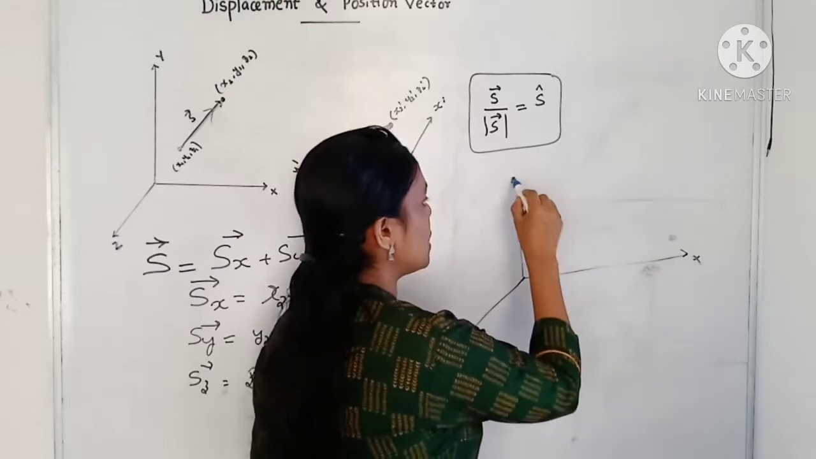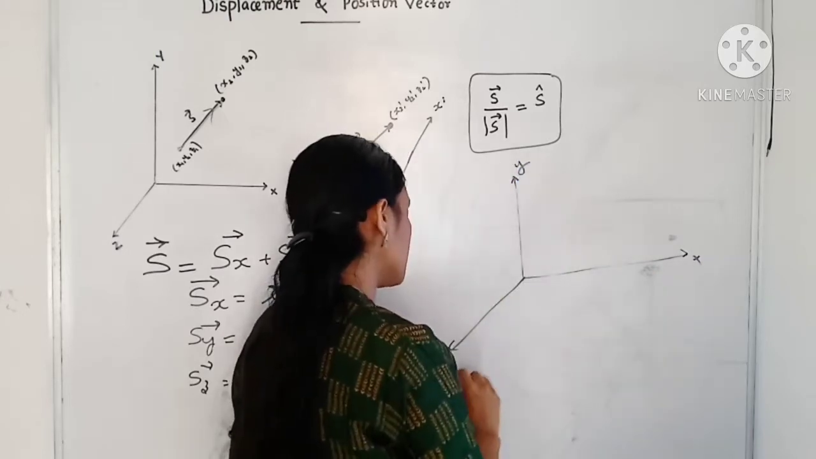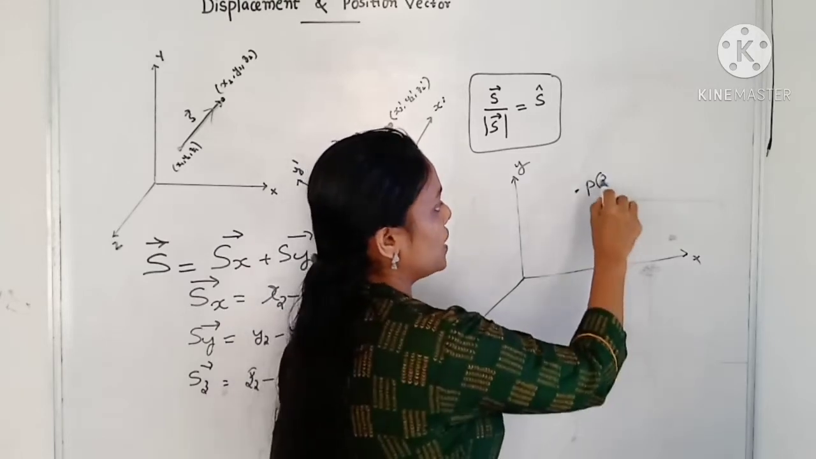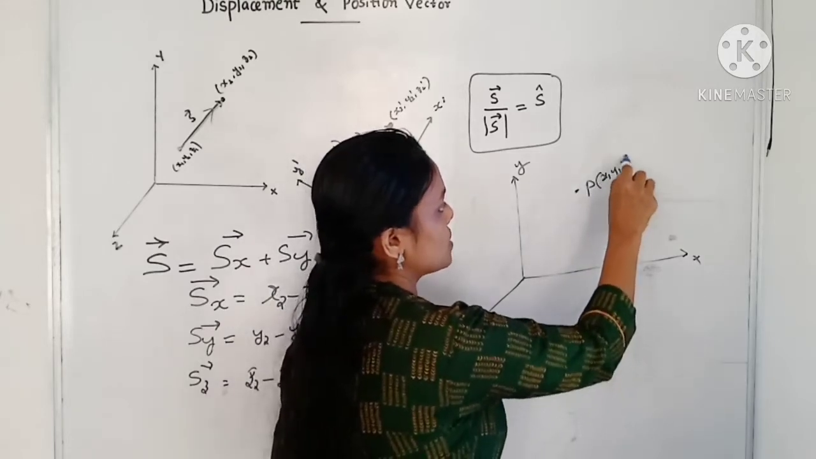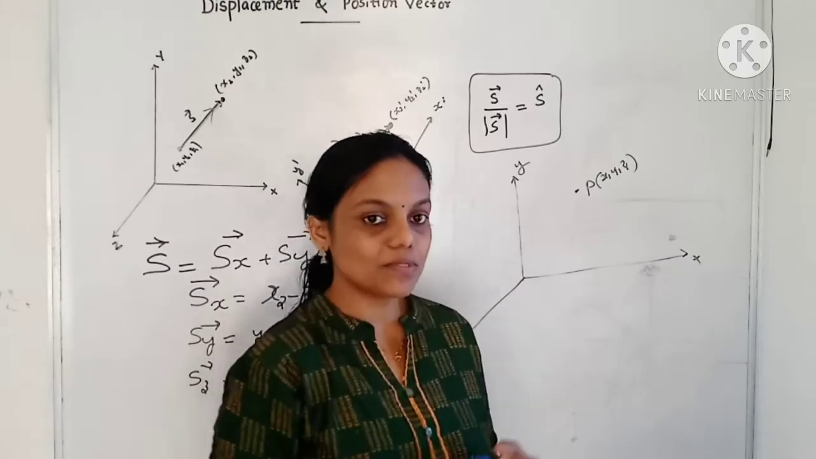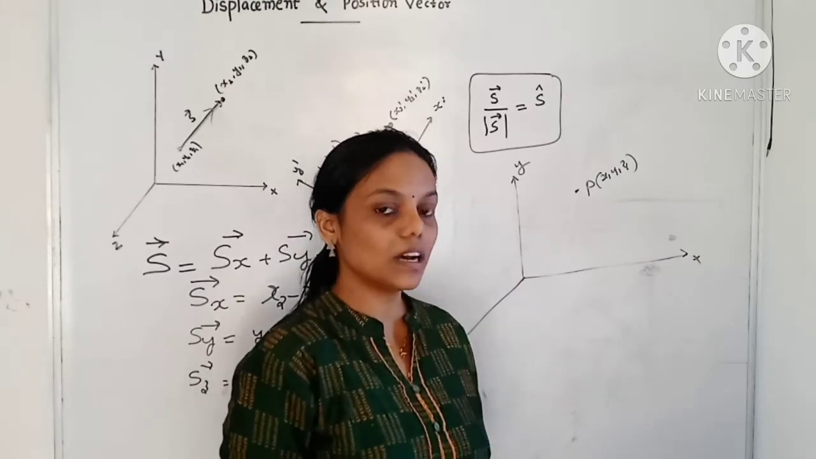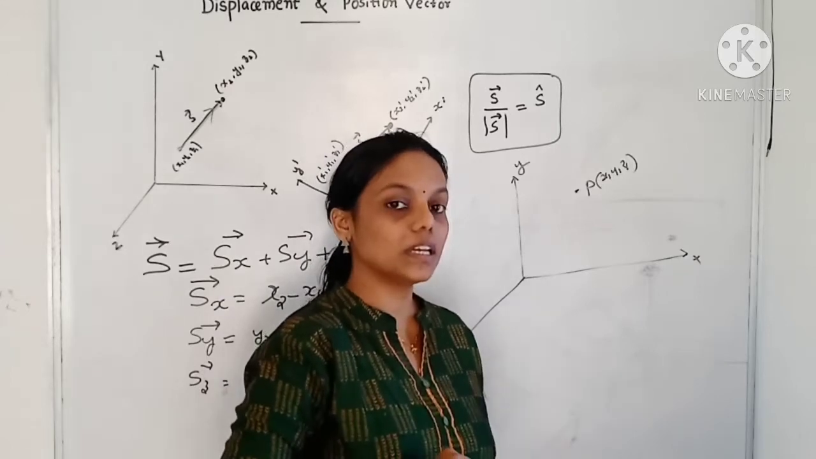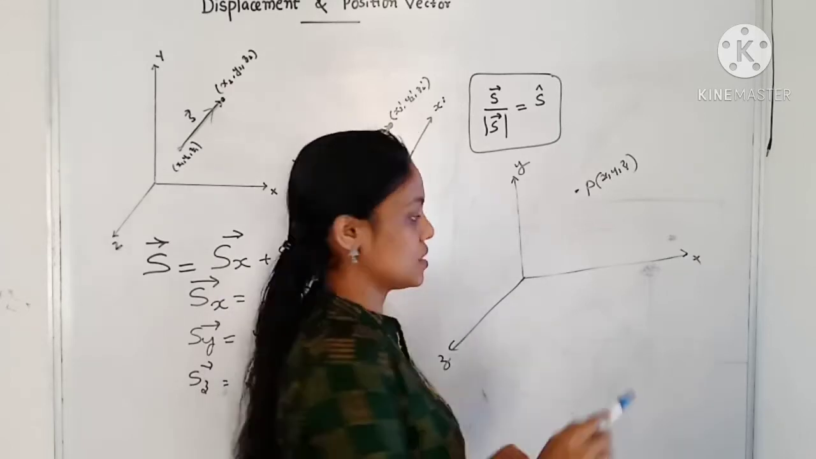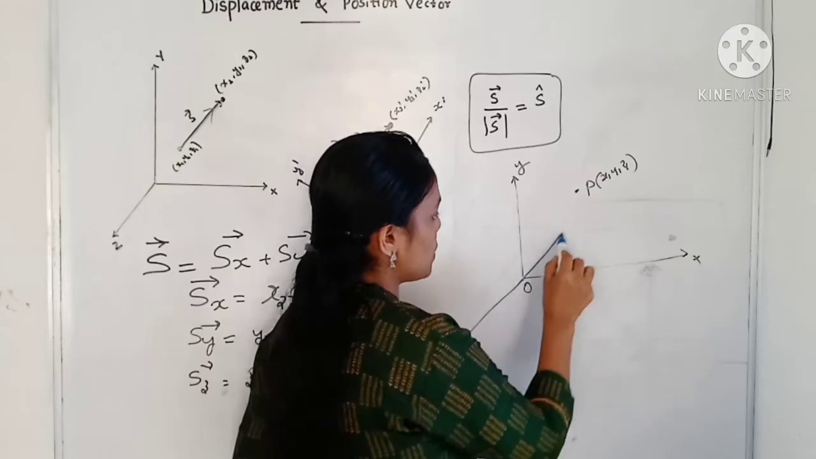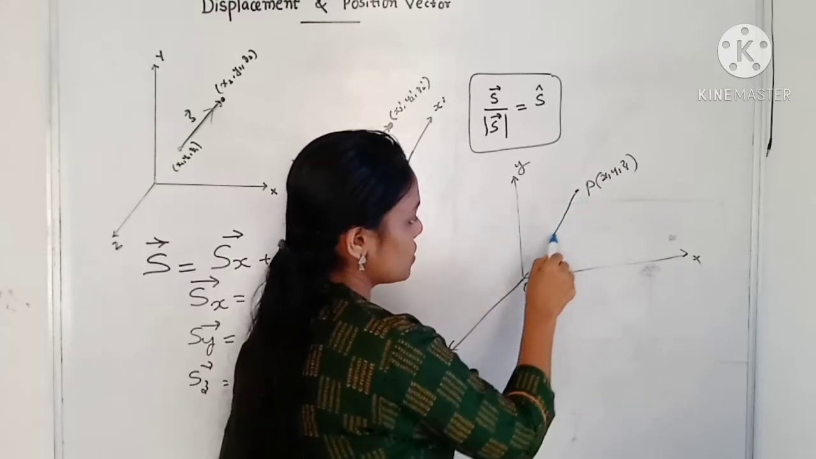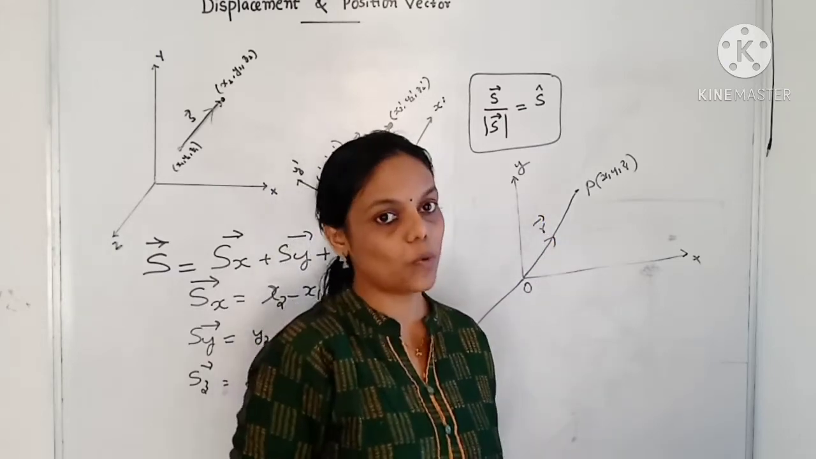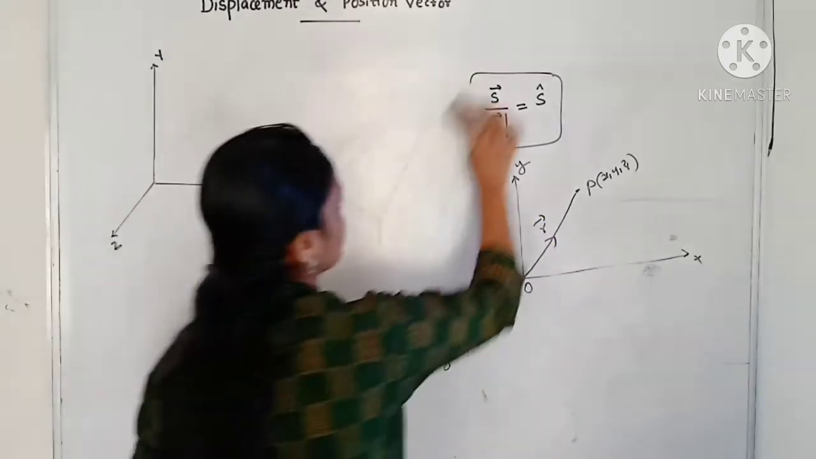This is a three-dimensional Cartesian coordinate system x, y and z. Here we have a point P of coordinate x, y, z. So the position vector will represent the position of that point from the origin of the coordinate system. This is the origin, so this vector will represent the position vector of the point P.